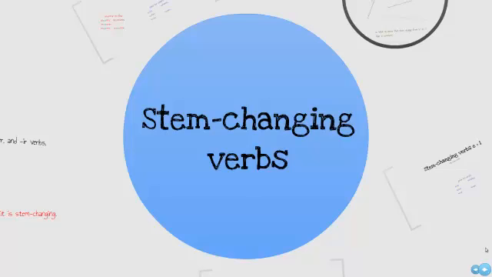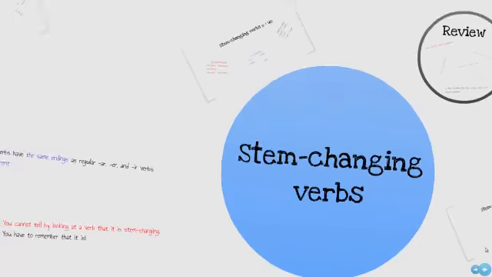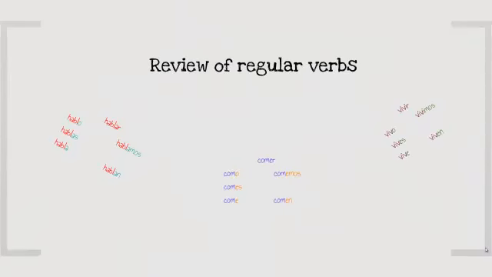In this video, we're going to be taking a look at the concept of stem-changing verbs in Spanish. So far in this Spanish one, we've been mainly looking at regular verbs. We've been looking at AR verbs, ER verbs, and IR verbs and how they're conjugated. If you recall, every verb in Spanish is an AR verb, an ER verb, or an IR verb.